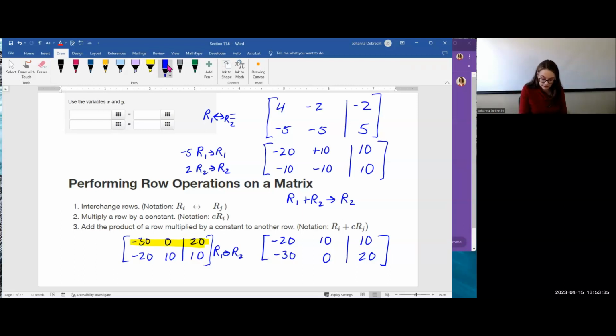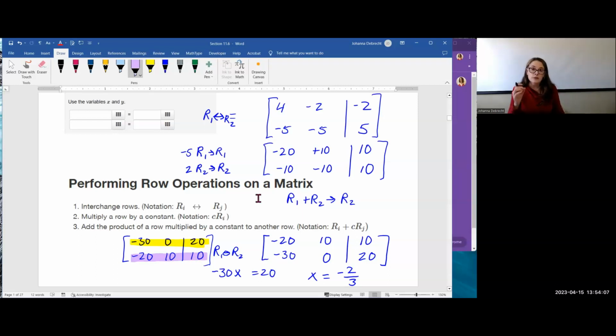Well, it's actually giving you information. It's telling you that negative 30x plus 0y equals 20. Well, then I can divide both sides by negative 30, and I have x equals negative 2 over 3. And then I can take that solution and put it into the second row to find the solution, right? So this is a part of Gaussian elimination and also a part of Gauss-Jordan elimination.